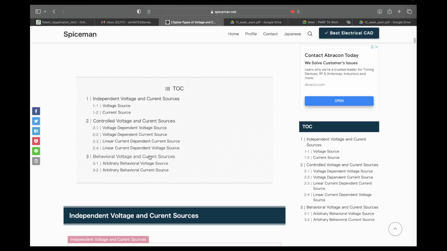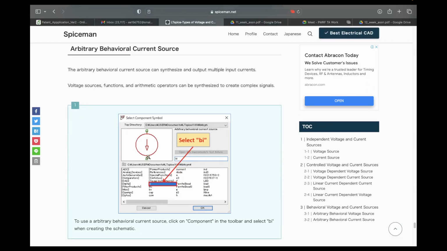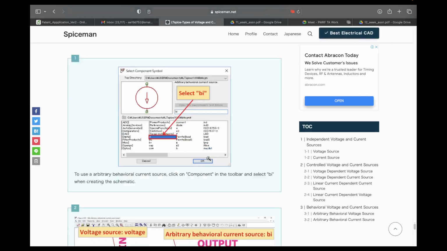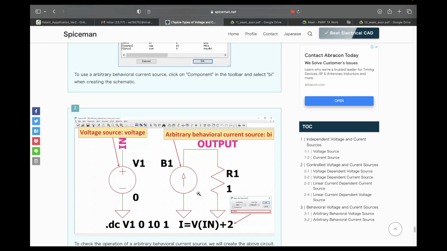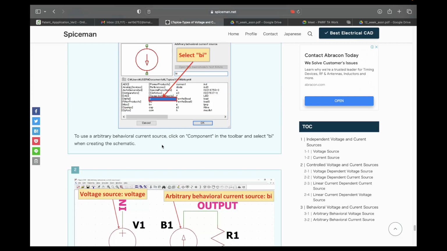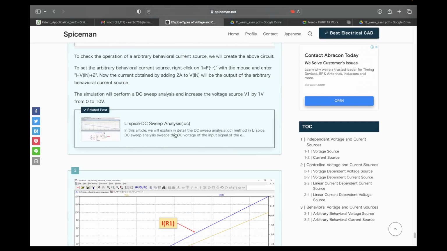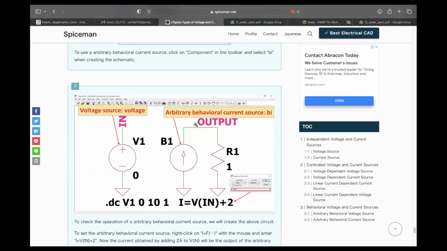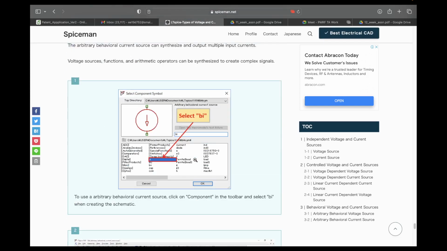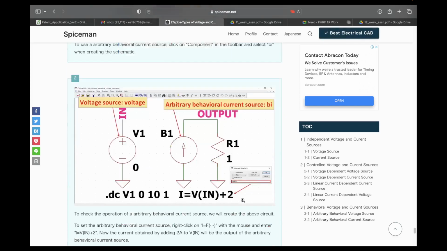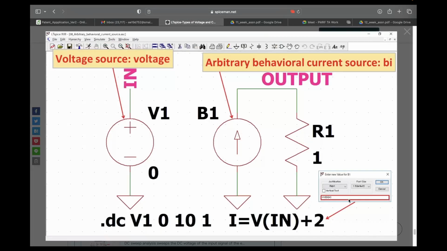So this is there, no, behavioral voltage and current sources. So see, arbitrary. You can search for BI. This BI will contain that, and what all values you can put in it. Here you can write the equation by yourself.